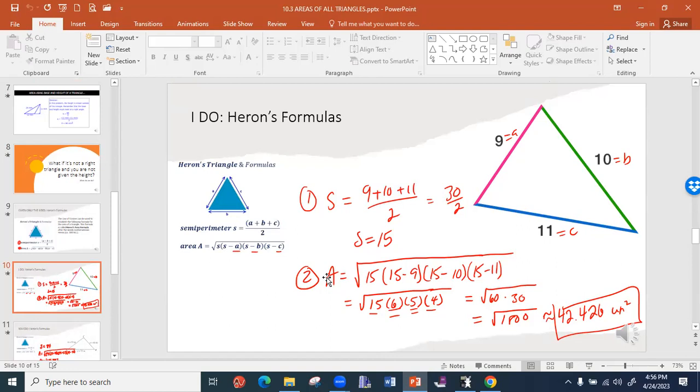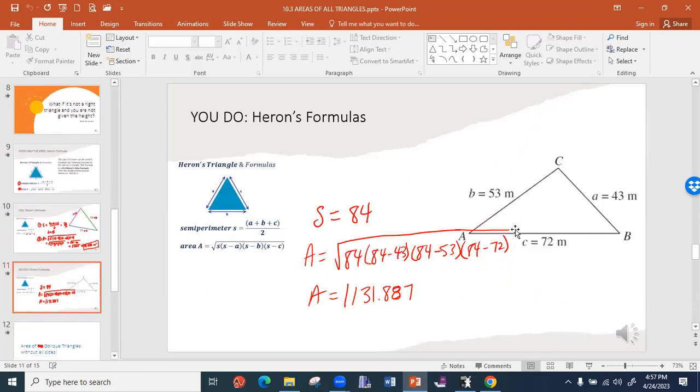After we found our s, we plugged it into the second formula, plugging in our sides a, b, and c. Okay, I like to simplify, so before I went to a calculator, I did as much as I could in my head. I did 15 minus 9 is 6, 15 minus 10 is 5, 15 minus 11 is 4. Then I multiplied, and I got 60 times 30 is 1,800. This is where my brain was like, ooh, we need a calculator. So then we used the calculator to find the square root of that, and that's how we got our area, okay?